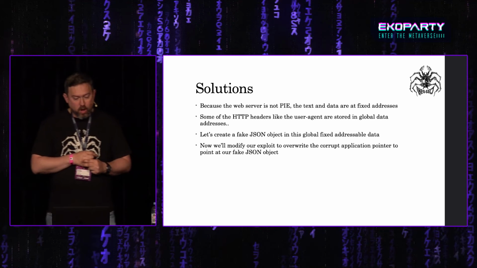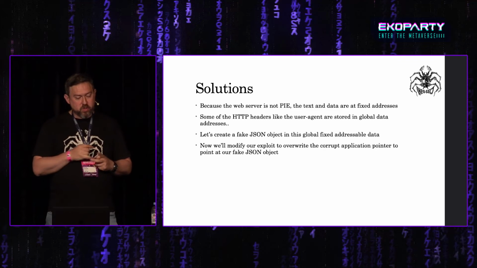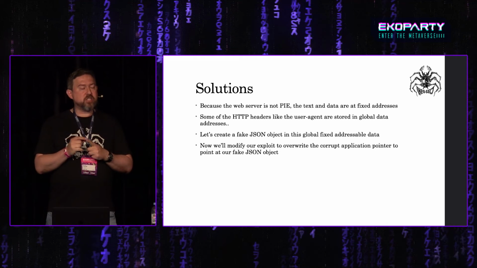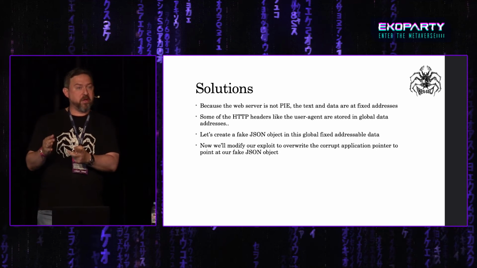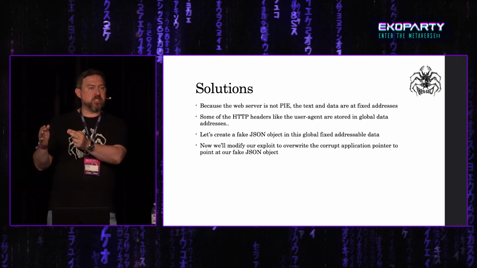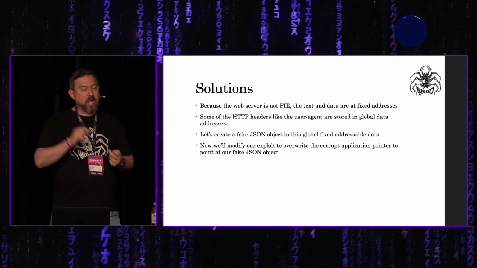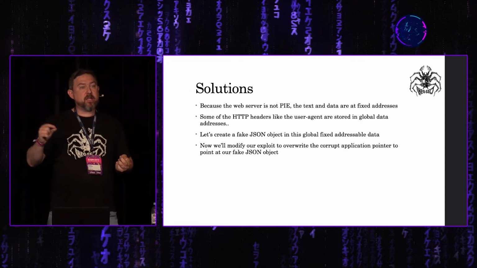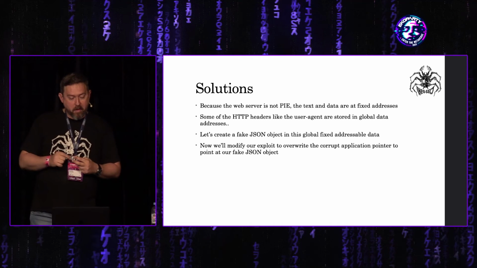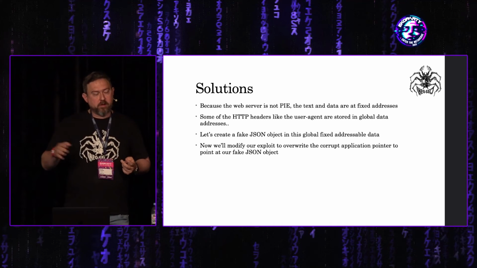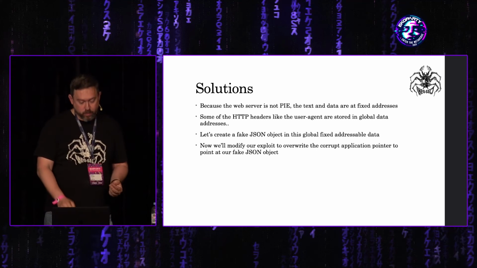Now, because the web server isn't PIE, the text and data are at fixed addresses, and you can actually make some HTTP headers, with the user agent and so forth, point to these fixed addresses in memory. And so we can actually put data into the address space that we control using this. What we're going to do is corrupt that application pointer with a pointer to a fake JSON object that we're going to smuggle into our user agent and build it that way. And we'll modify our exploit to overwrite that application pointer pointing to our fake JSON object, and hopefully we can make some progress and not crash our program.